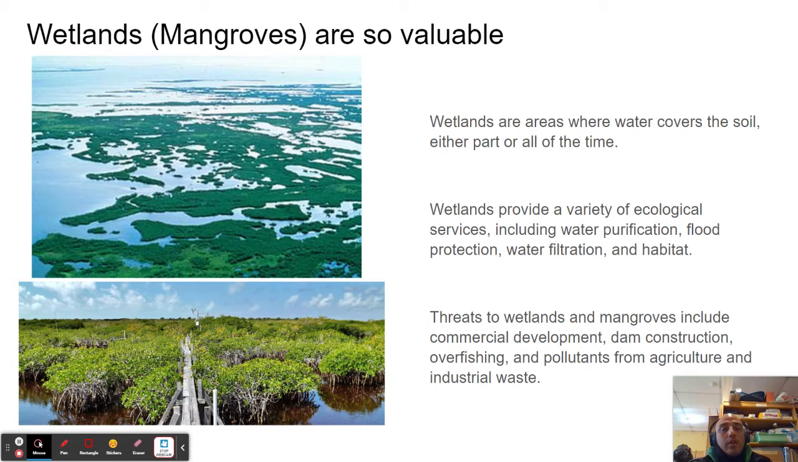Now, it's also going to provide water filtration. When it rains, it's going to take a lot of those excess amounts of nitrogen, phosphorus, and potassium as water goes through it. It's going to absorb a lot of those excess pollutants that otherwise would have gone into the river, otherwise would have gone into a pond, otherwise would have gone into the ocean. So it's a water purification system. And all around habitat and nurseries, like we've spoken before. So wetlands are very, very important.